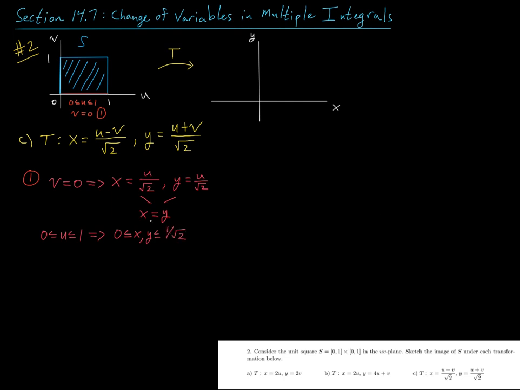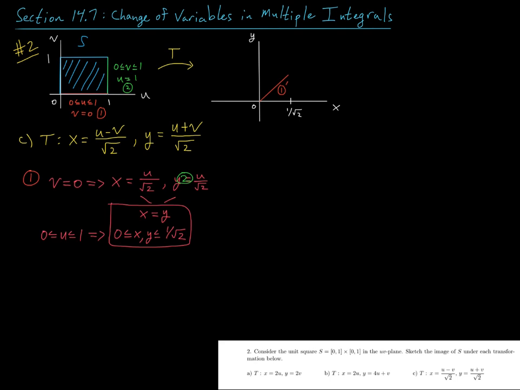Okay, so these conditions right here say that the image of this bottom edge under the transformation T will be this line segment, which again is just the portion of the line y equals x as we let x and y vary from 0 to 1 over root 2.